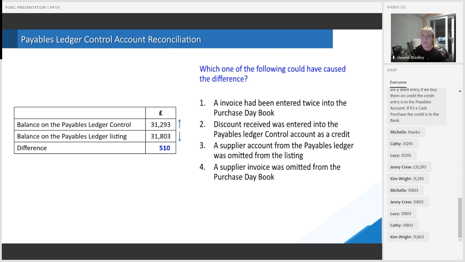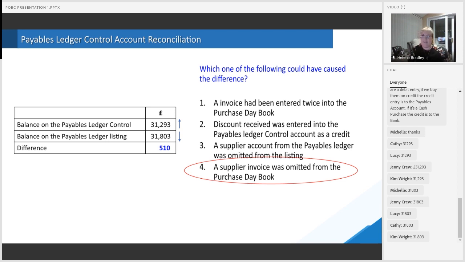So kind of by process of elimination, we're down to number 4, and let's hope this satisfies what we need. It says a supplier invoice was omitted from the purchase day book. Well, if it was, then the purchase day book balance would increase, the posting to the control account would increase, and that's exactly what we need to happen. So it really is a process of elimination.